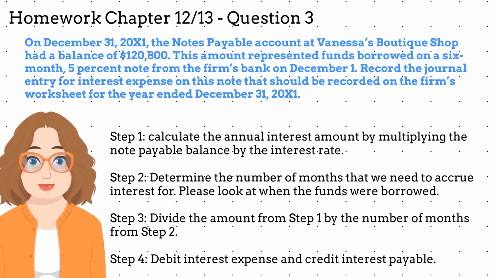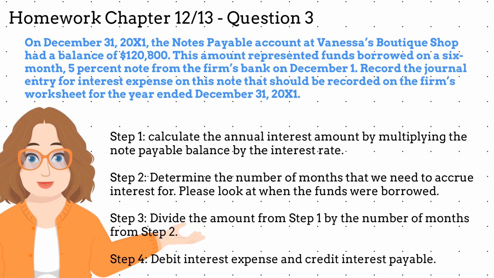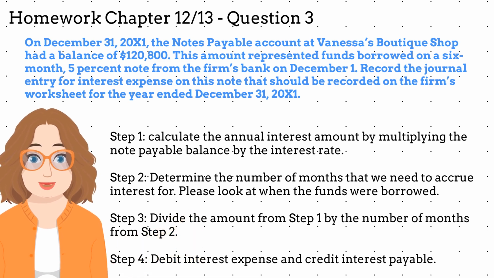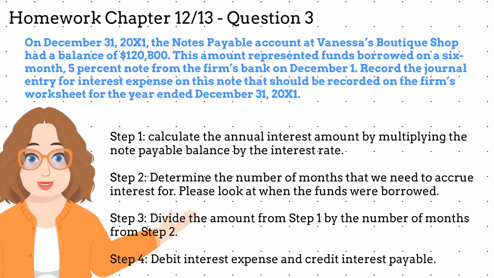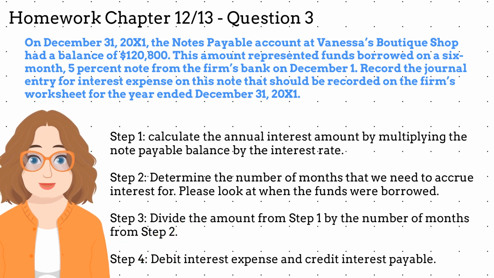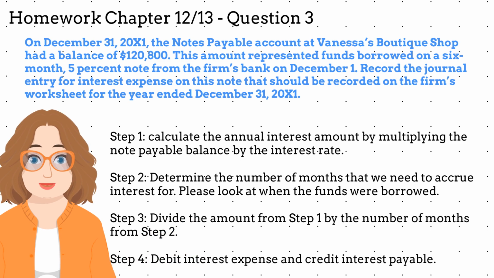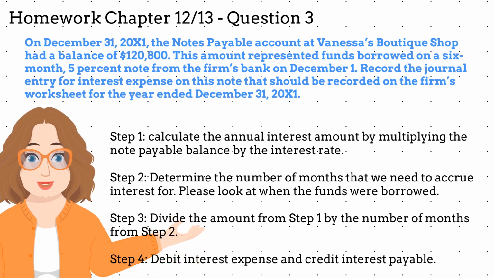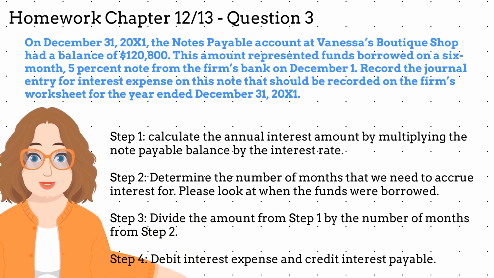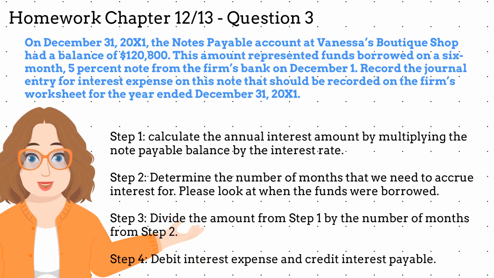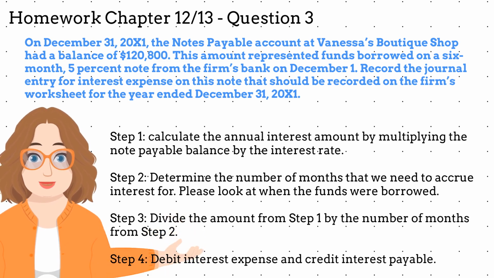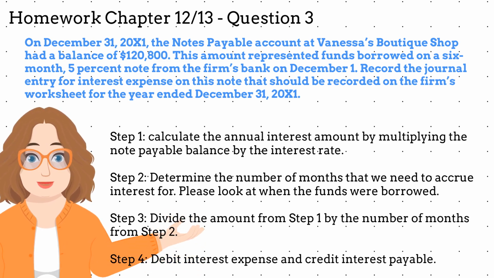Let's read it together. On December 31, 2021, the notes payable account at Vanessa's Boutique Shop had a balance of $120,800. This amount represented funds borrowed on a 6-month, 5% note from the firm's bank on December 1. Record the journal entry for interest expense on this note that should be recorded on the firm's worksheet for the year ended December 31, 2021.